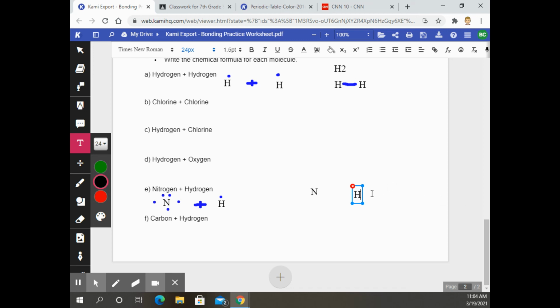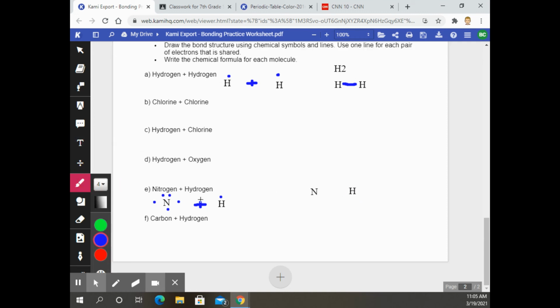So now, can somebody get that? So now, we know that there's going to be a sharing of electrons right there, correct? We know there's going to be a sharing of electrons right there. I need some cheese, I'm sorry. Go ahead.